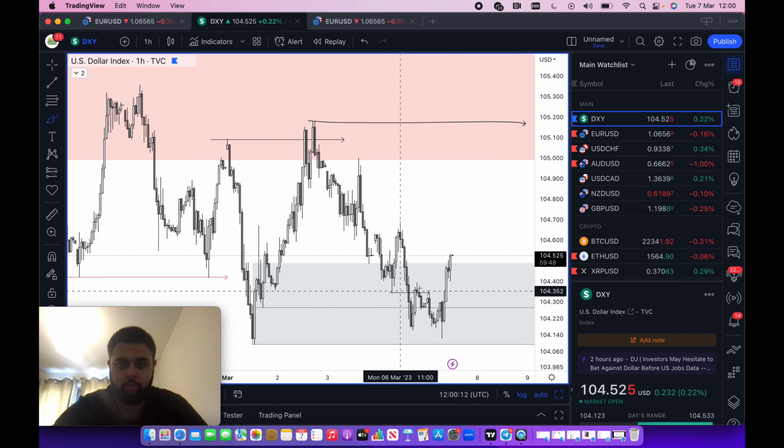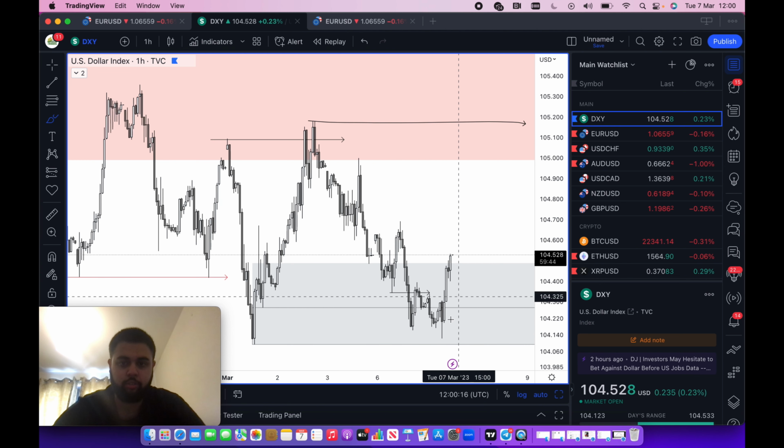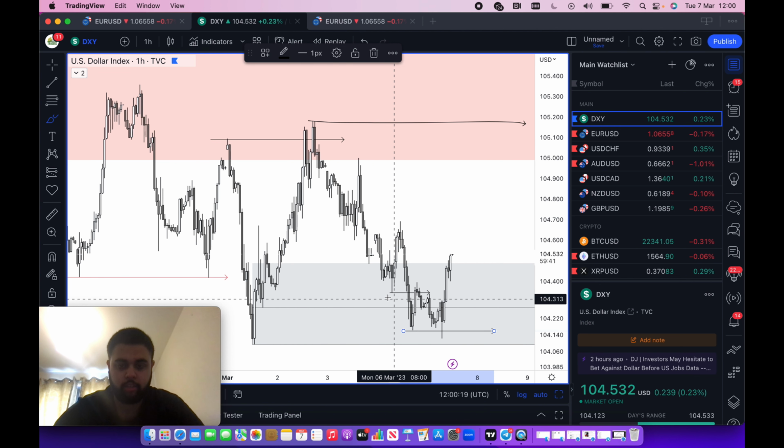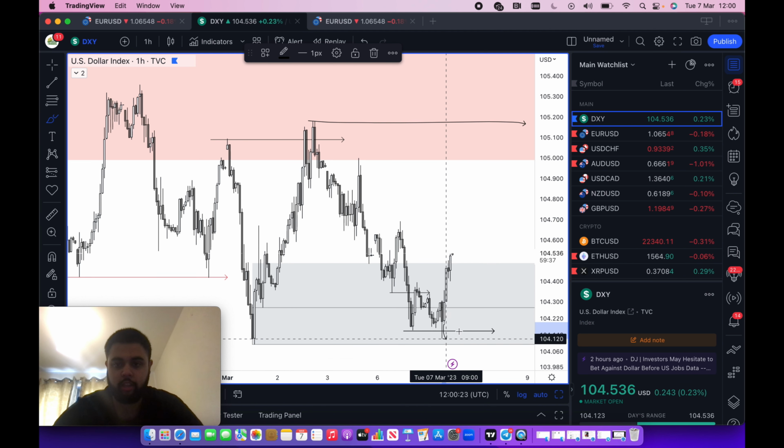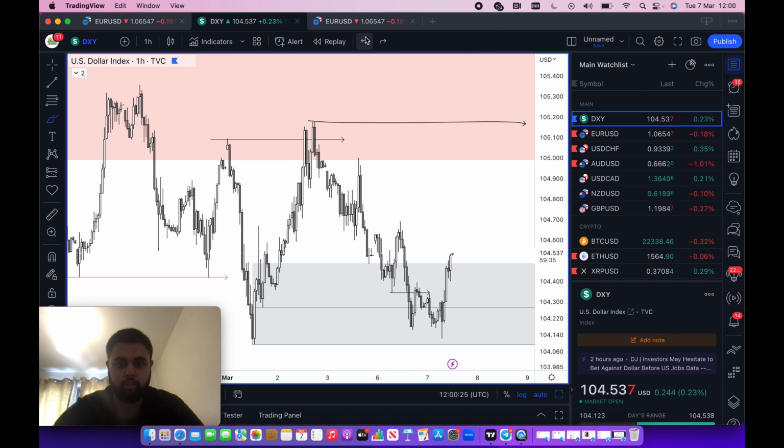Now, for that reason, I have taken a position. Now again, you remember I said the low is likely to get swept before we see any sort of reversal, and that is exactly what happened. It happened twice. This low got swept, and then we saw it again at this region here, right? That low also got swept.